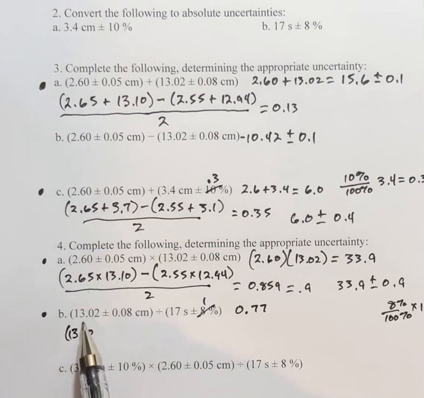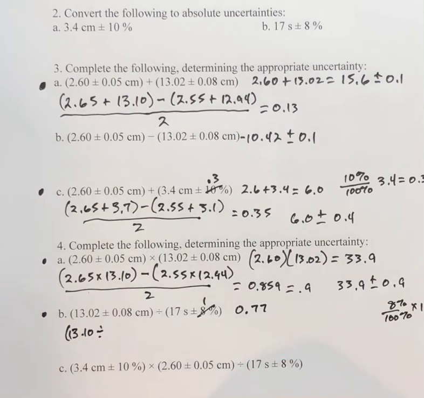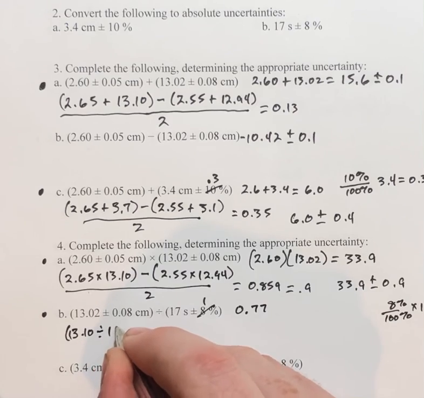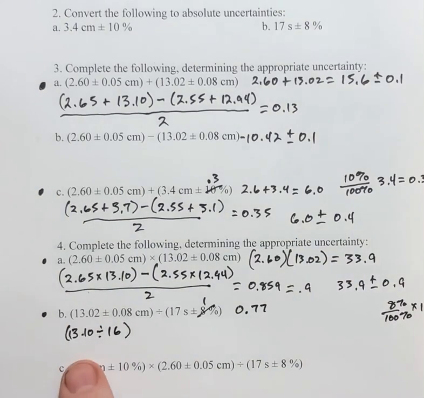13.10, okay, that's this number plus this number, right? And I'm going to divide it by, not the biggest number over here, but the smallest number over here, so 16, so 17 minus 1. And the reason is because this will give me the largest outcome, right? The biggest number divided by the smallest number in a division problem gives you the largest outcome, and I want the biggest number possible over here.